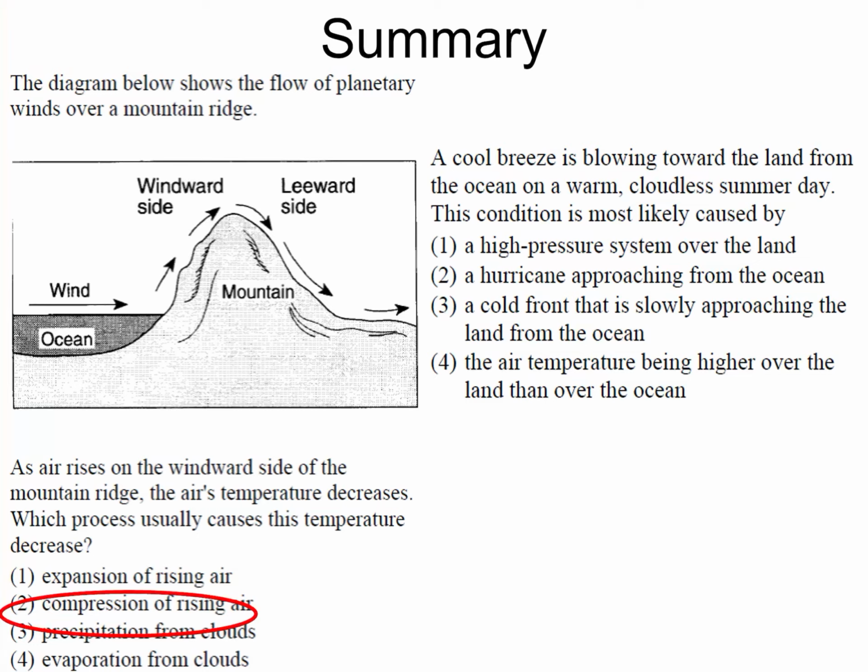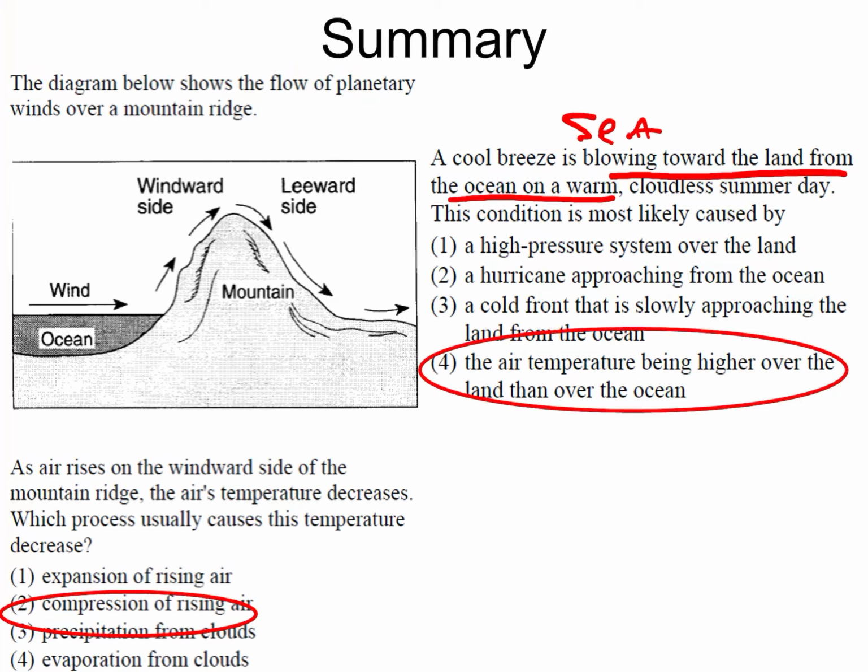Next one: a cool breeze is blowing toward the land from the ocean on a warm, cloudless summer day. So here, it's blowing to the land from the ocean, so this is a sea breeze. The condition is most likely caused by the air temperature being higher over the land.